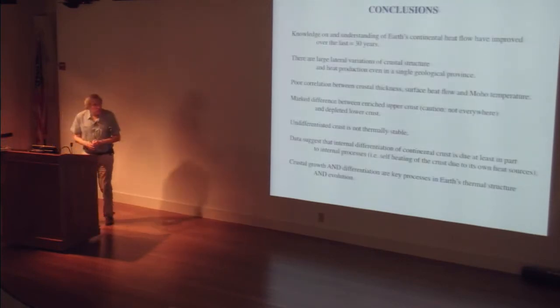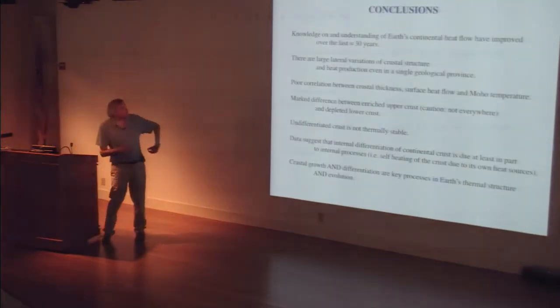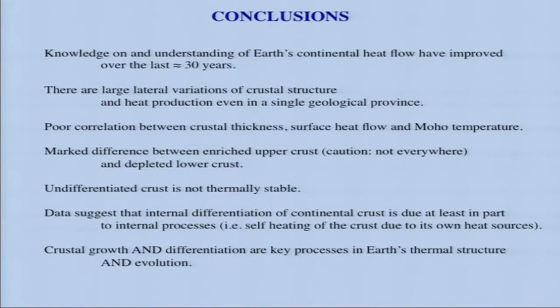So I've reached my conclusion in the last 2 minutes. Conclusions. Knowledge and understanding of the Earth's continental heat flow have improved over the last 30 years. And it always saddens me that we do all this work and then people still refer to these isotherms that were produced 30 years ago. So it's offensive. There are large lateral variations of crustal structure and heat production, even in a single geological province. So generic crustal models, you have to be aware of them. Even the Superior province is a mixed bunch. So that's a sad message.